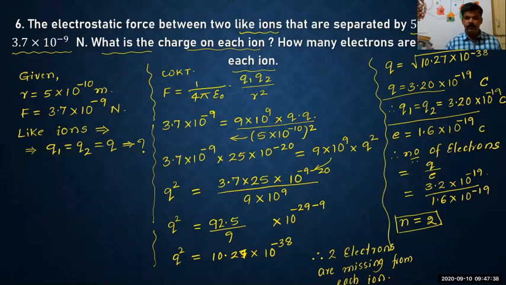Is it clear? So try to note this. This part is very important. If you want to know the number of electrons missing from that particle, then simply the total charge of the ion is divided by the charge of one electron, which is 1.6 into 10 raised to minus 19 coulomb. Then automatically you will get the number of electrons which are missing from each ion.